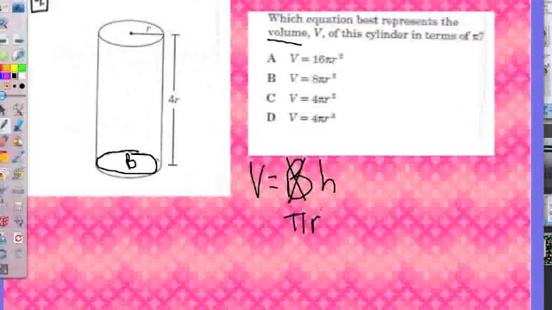Pi r squared. For those of you who don't have your formula chart, it doesn't matter right now, but you still need to know how to use it. All right, so times H. Well, they don't really give us an R. You can still do this without your R. What I'm going to do is separate everything. I'm going to go pi times R times R times R times H.